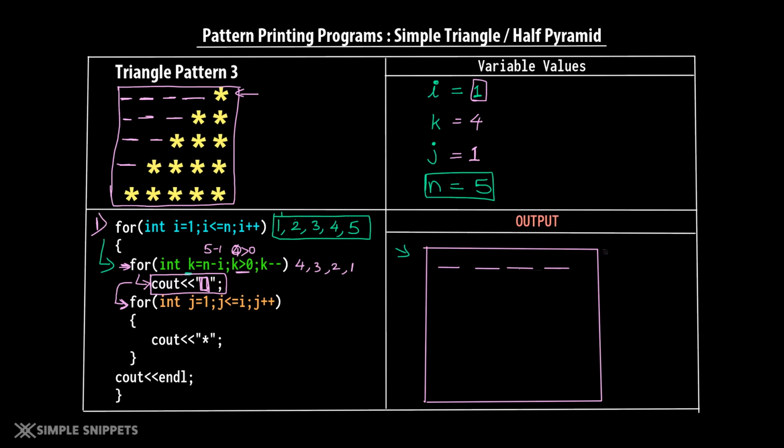So over here we will compare j less than equal to i. We just made j as 1. So is 1 less than equal to 1? Yes, it is equal to 1, right? So we will go inside this for loop and we will print a star. So now a star is going to be printed.